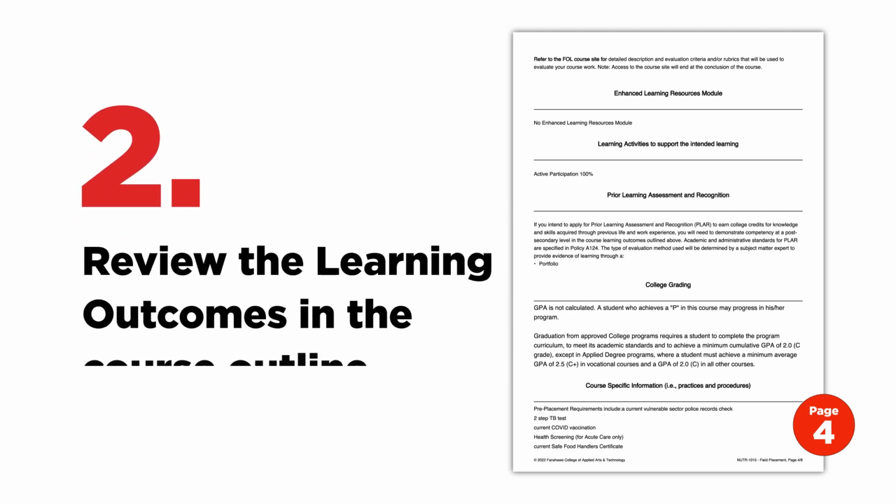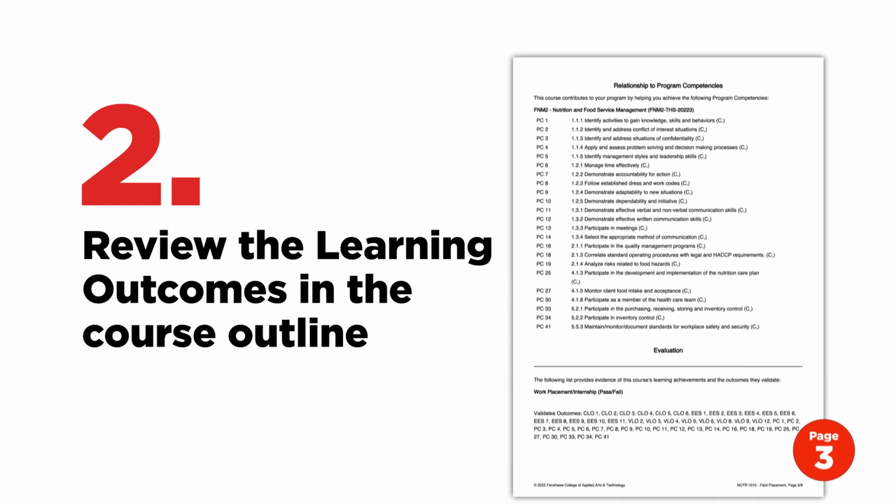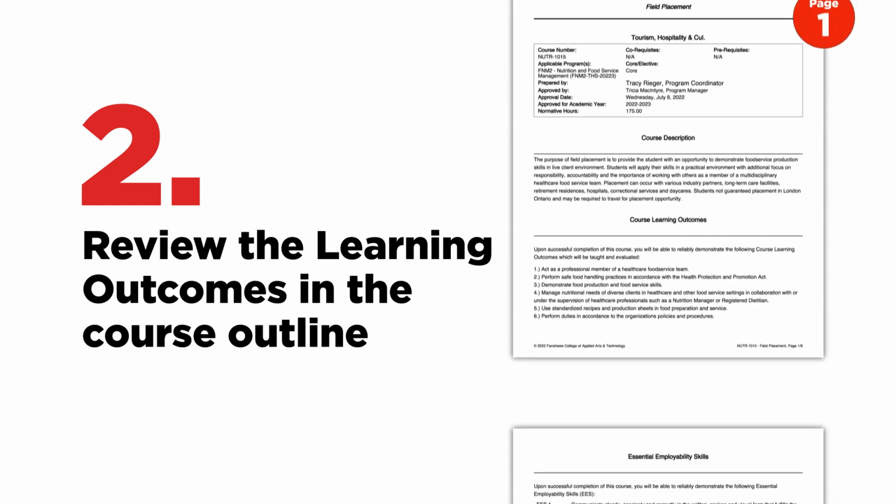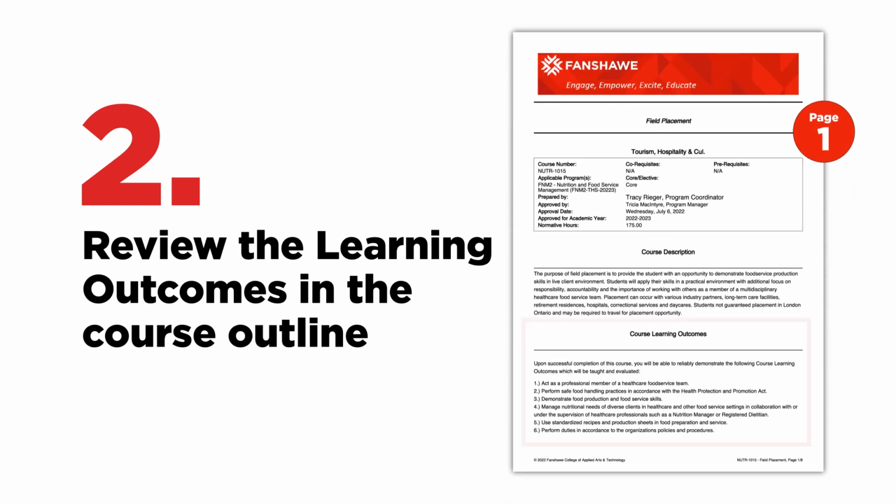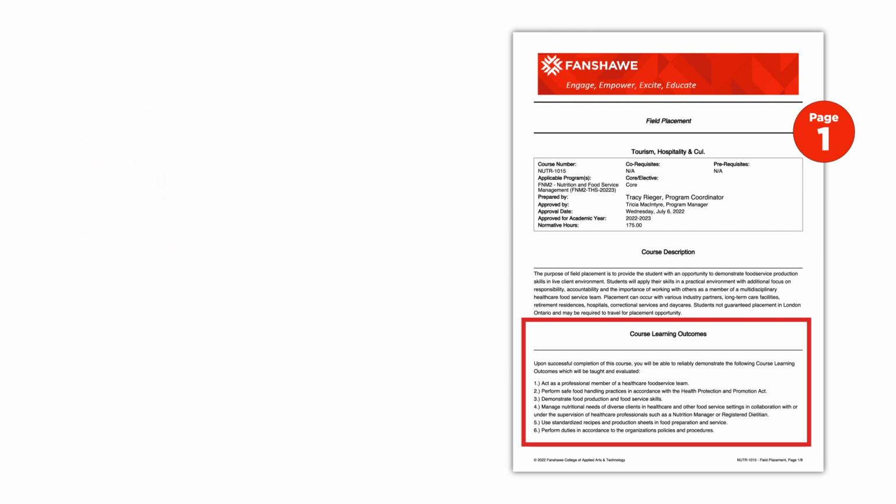Next, you're going to want to familiarize yourself with the learning outcomes of the course. Learning outcomes describe the knowledge and/or skills that a student will be able to reliably demonstrate upon completion of a credit course. Learning outcomes can be found on the course outline for each course.